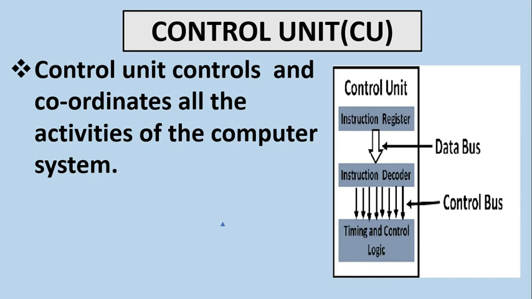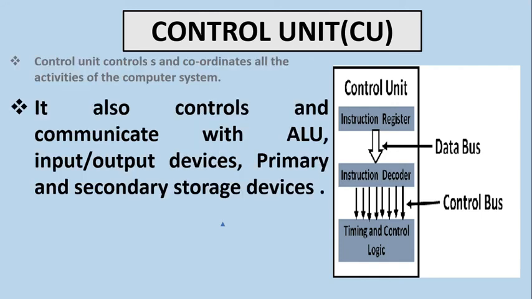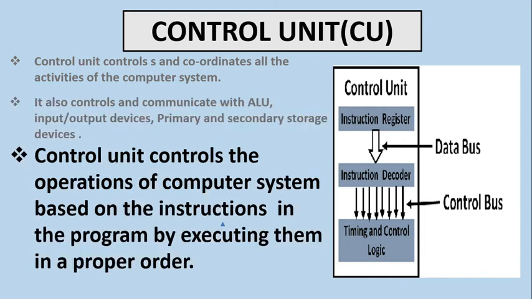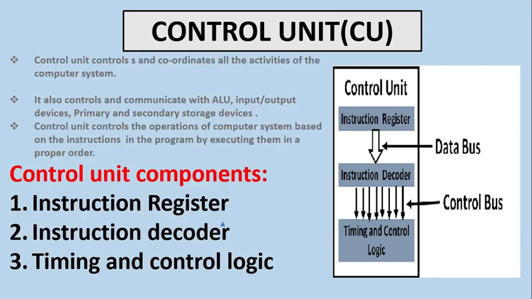Control unit. Control unit controls and coordinates all the activities of the computer system. It also controls and communicates with the arithmetic logic unit, input-output devices, and primary and secondary storage devices. Control unit controls the operation of the computer system based on the instructions in the program by executing them in proper order. Following are the components of the control unit: instruction register, instruction decoder, timing and control logic.